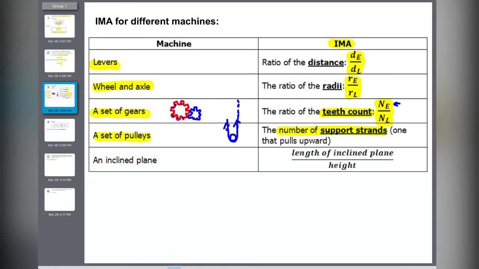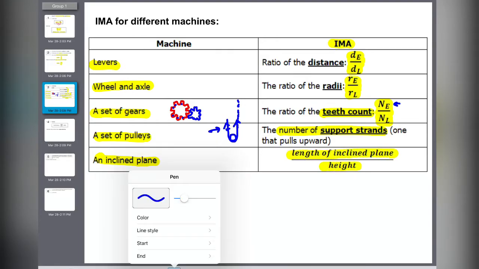Because as this thing keeps pushing up, do you see how the other string would shorten and also lift it up? So to find the IMA for a set of pulleys, we count the number of strings that are going upwards. And finally, if it's an inclined plane, we would find the length of the inclined plane compared to the height.